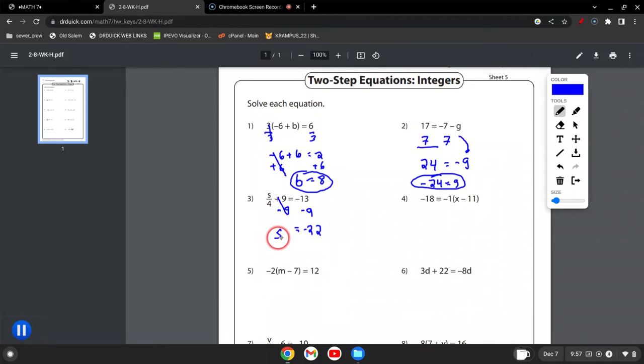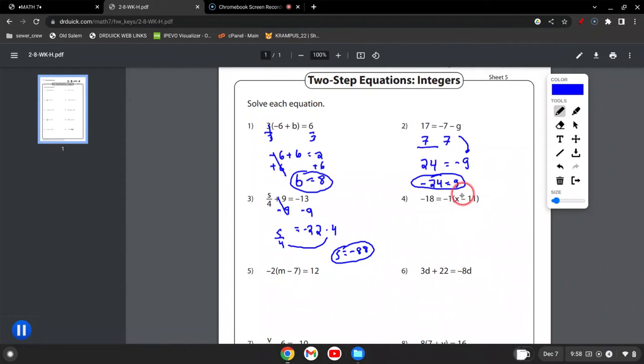s over 4. Since that is s over 4, I could easily take the 4 and move it up to here. So s equals minus 88. That seems pretty easy.